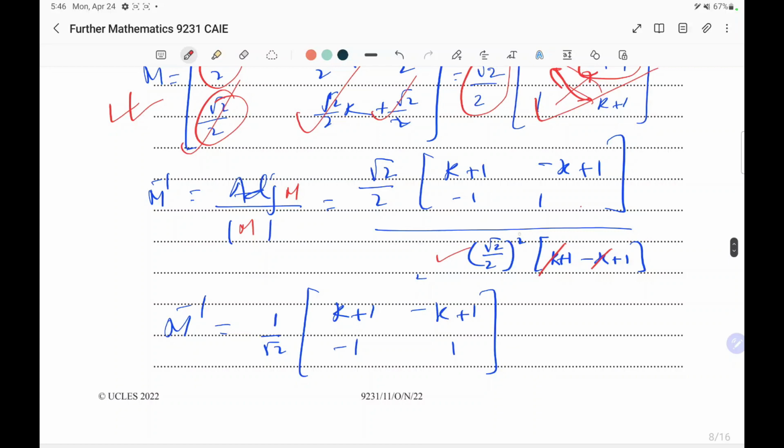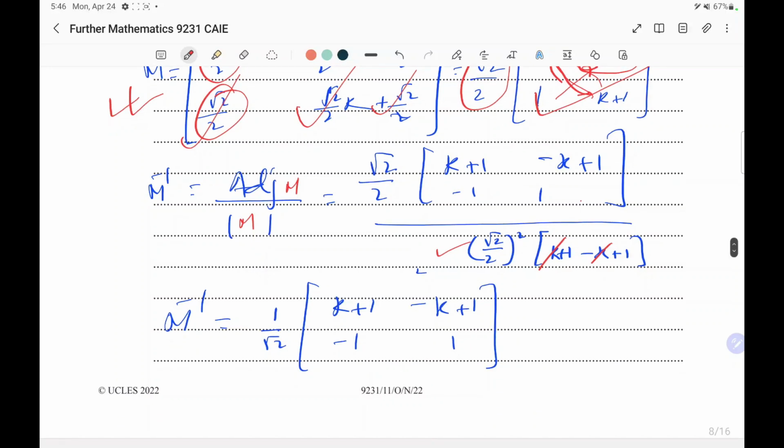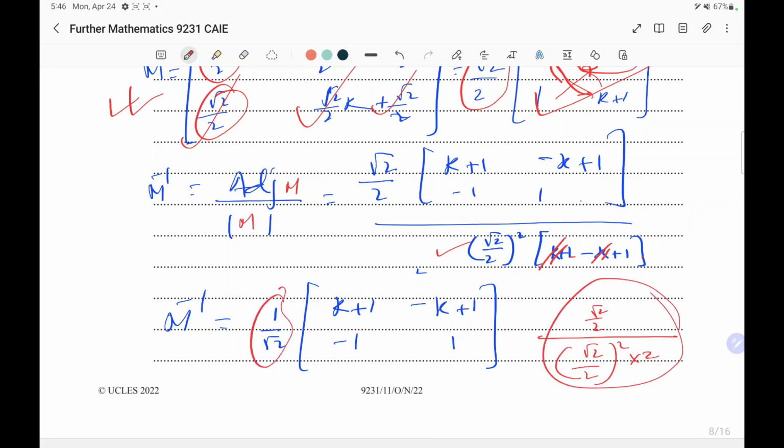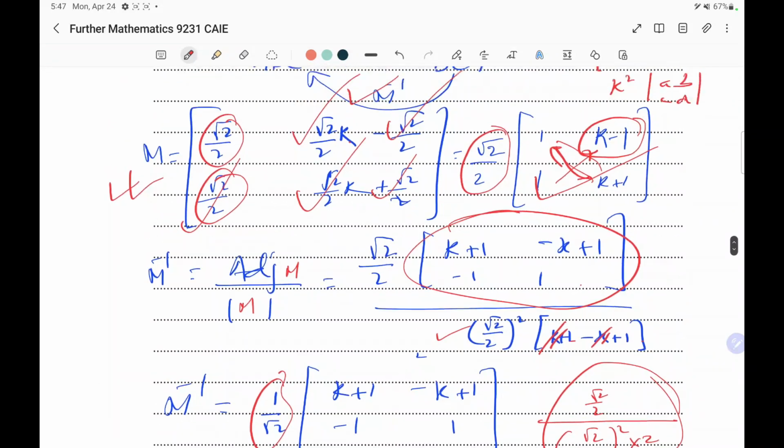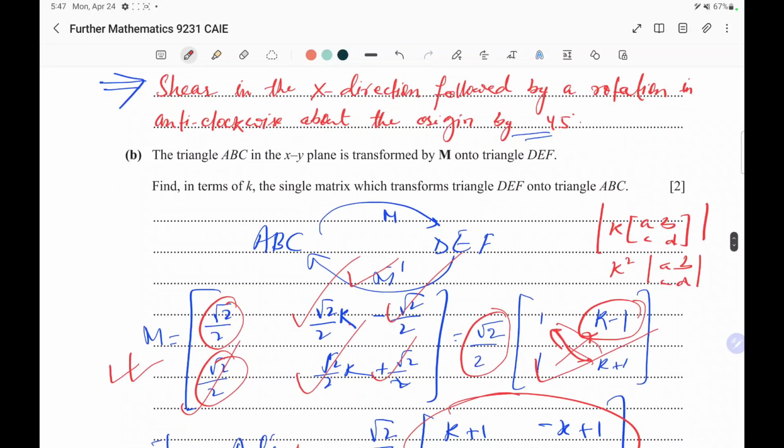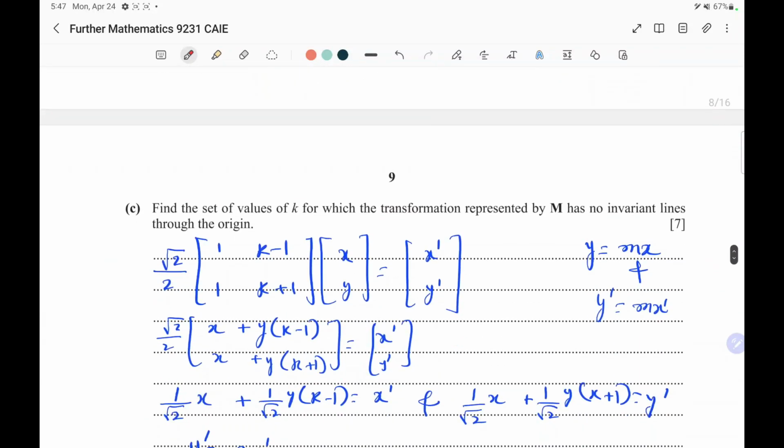The k and k cancel, and in the numerator you have root 2 over 2, divided by root 2 over 2 whole square, and with k cancelled, 1 times 1 plus 1 gives 2. When you solve it, you will get 1 over root 2. Now for this part, k plus 1, minus 1, minus k plus 1 and 1, you are left with this. So M inverse we got. So find in terms of k, we got the answer. This should be the answer.